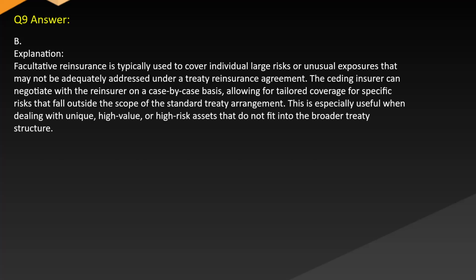Answer: B. Explanation. Facultative reinsurance is typically used to cover individual large risks or unusual exposures that may not be adequately addressed under a treaty reinsurance agreement. The ceding insurer can negotiate with the reinsurer on a case-by-case basis, allowing for tailored coverage for specific risks that fall outside the scope of the standard treaty arrangement. This is especially useful when dealing with unique, high-value, high-risk assets that do not fit into the broader treaty structure.